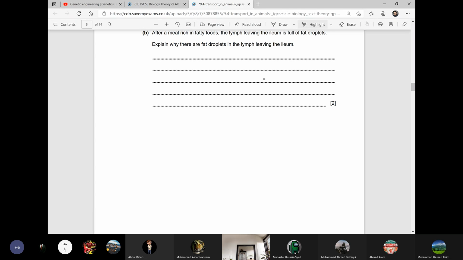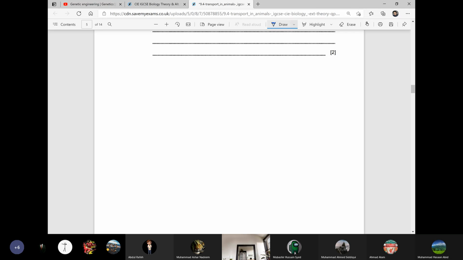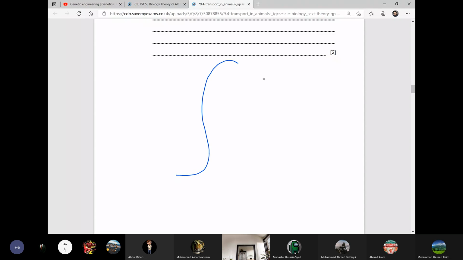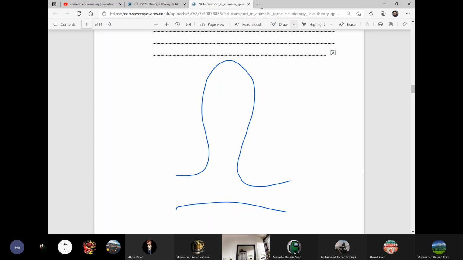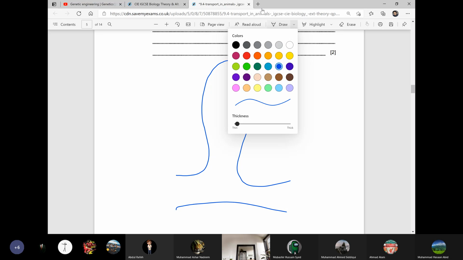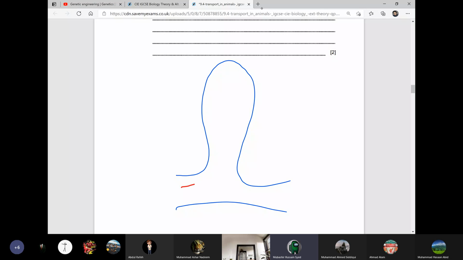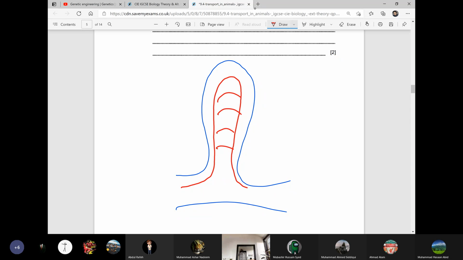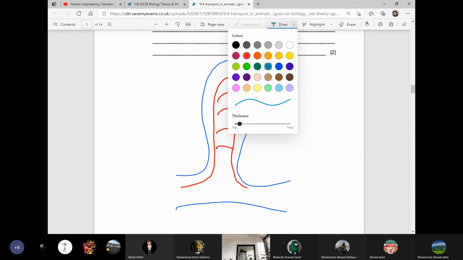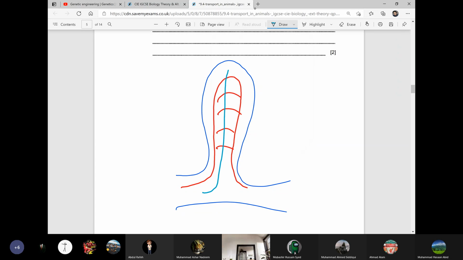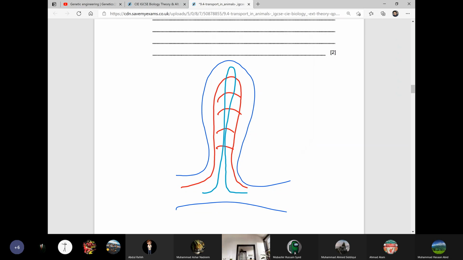Do you guys remember? Let me remind you guys. This is a villus, right? Now what we have learned is that in the villus there are capillaries, these are the blood capillaries, right? And then there are lymph vessels as well. Now let's suppose that this is the lymph lacteal, right?